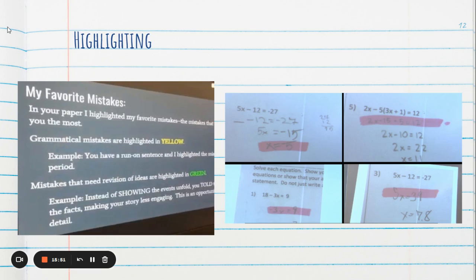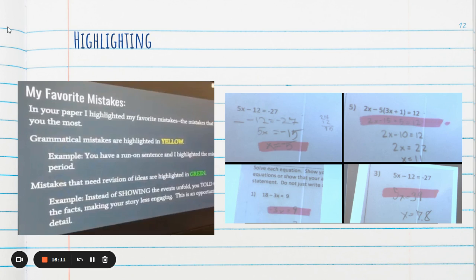Again, I teach my students what my highlighting means. You can see an example on the other side is I sometimes only use one highlighting, but it's where it is in the problem. So I teach students like, okay, if I highlight the first line of the problem, that means that is where the mistake is. So let's take a look at what that mistake is.